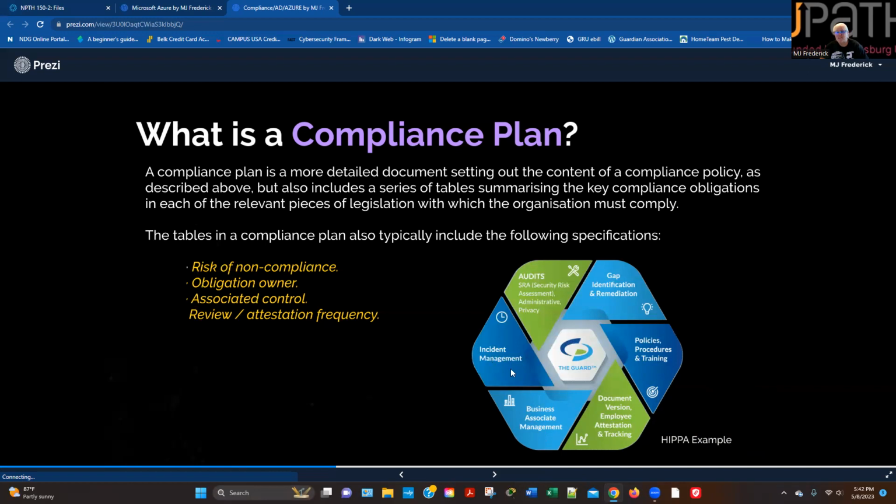You have to have risk and incident response, incident management. And you must have audits on a regular basis. Security risk assessment. So SRA, security risk assessment, administrative and privacy. You have to have a plan. You cannot move forward without one. So you've got to have these things in place. And this is just one example. There's more of HIPAA, there's more of FERPA, but all of this is what we do when we talk about compliance.